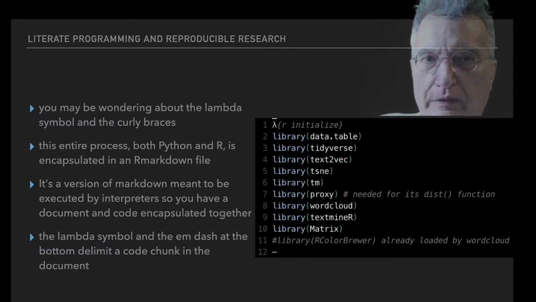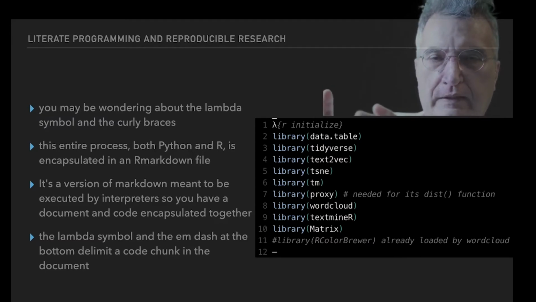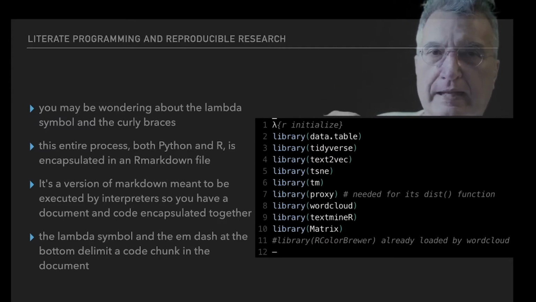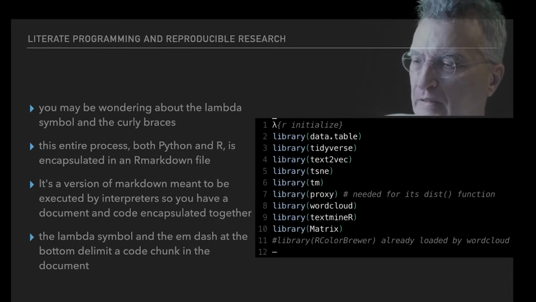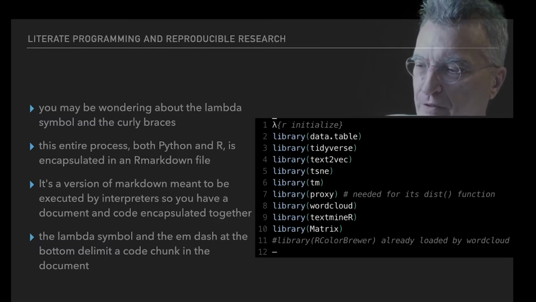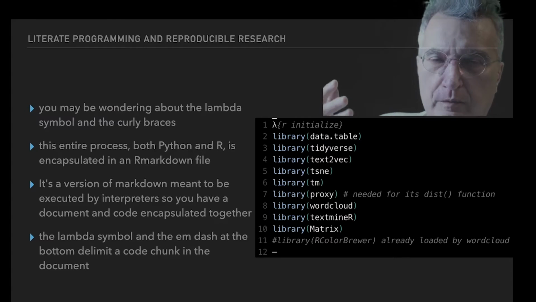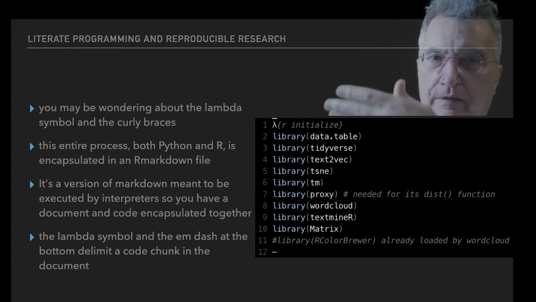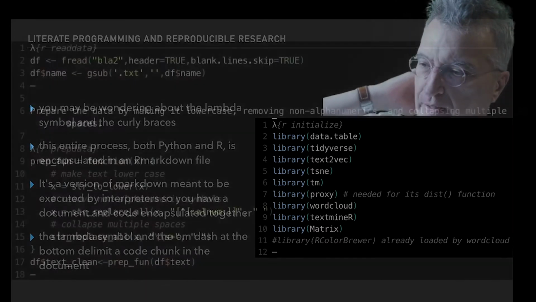So what you have in this one file is both a document and the code that can be both compiled as code and run as code, and also compiled and viewed as a document. And the lambda symbol and the M dash at the bottom delimit a code chunk in the document. So the way the document works is there's a chunk of code, and then there's some documentation, and then another chunk of code, and then more documentation, and so on. And I'll show you that now.